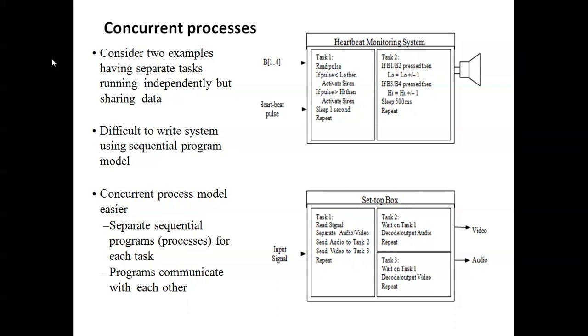Each process works separately and independently, but they share the data of each task. They are separate sequential programs, but the processes of each task communicate with each other. Because of that, we can see the picture perfectly.